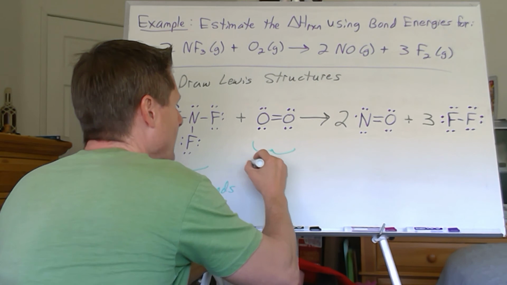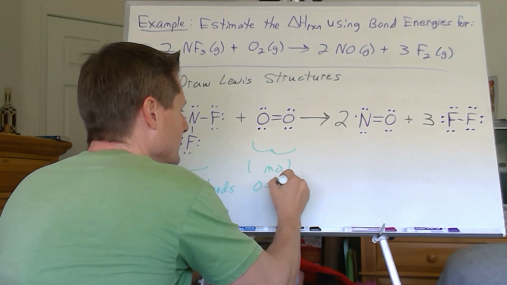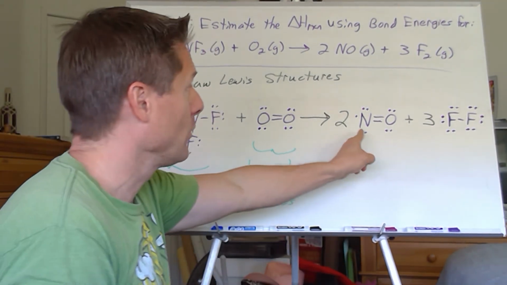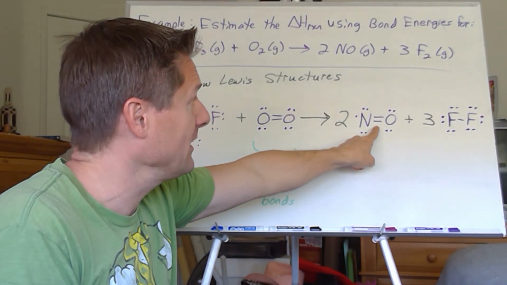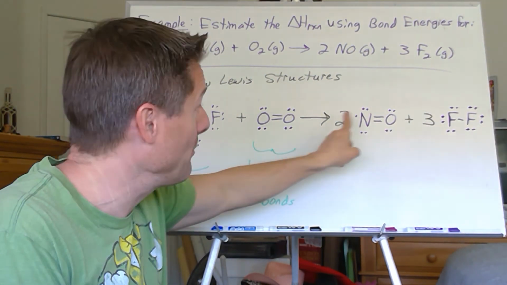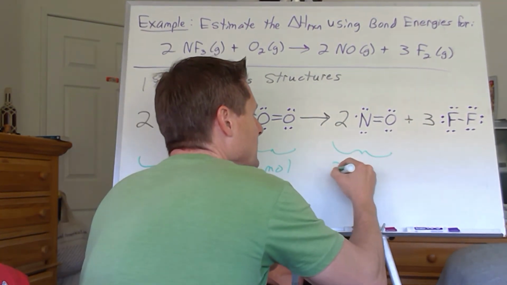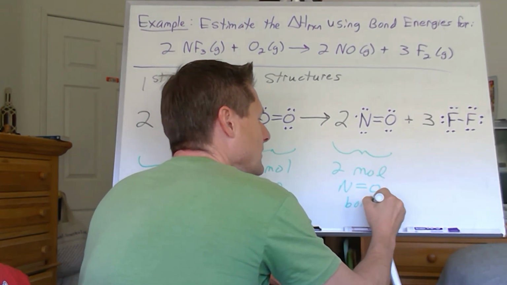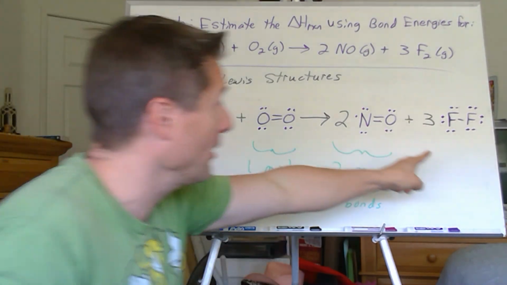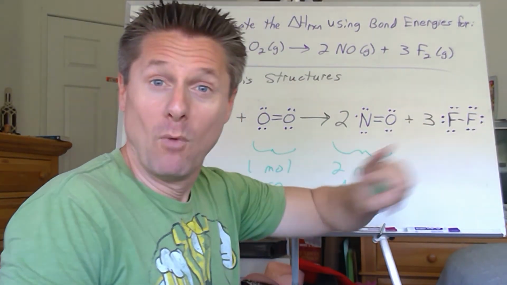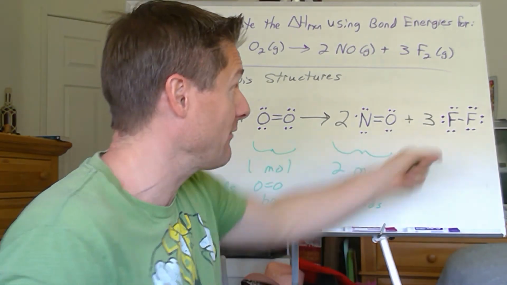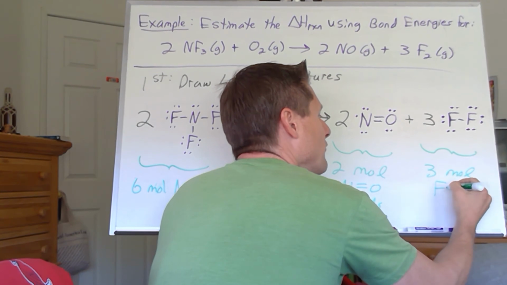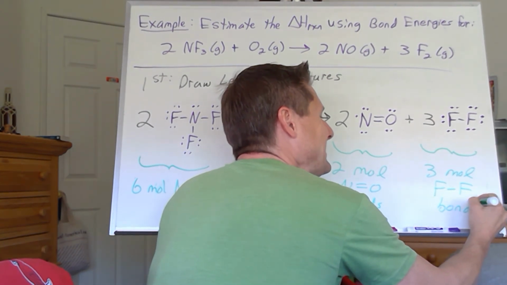So we have 1 mole of oxygen-oxygen double bond. Oh, this is a 2, isn't it? So 1 mole of NO has 1 mole of nitrogen-oxygen double bond, but there are 2 moles, so this is 2 moles of nitrogen-oxygen double bonds. And we can find those values on the table. Over here, 1 mole of diatomic fluorine has 1 mole of single bonds, but we have 3 moles of it, so there are 3 moles of fluorine single bonds.